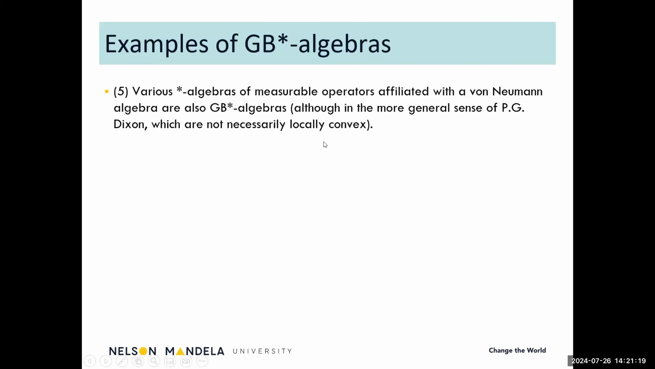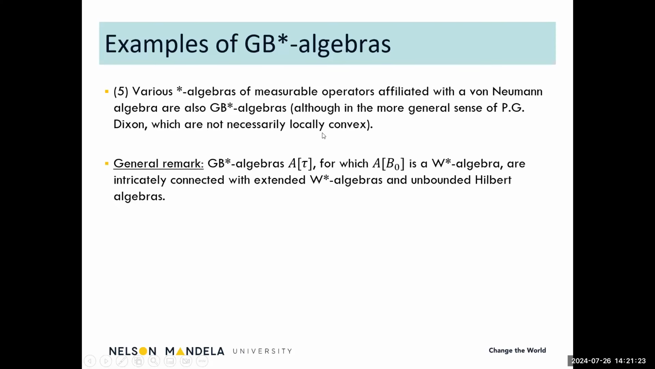And these are also algebras which are very often studied nowadays. And lastly, there are GB star algebras for which the underlying C star algebra is a W star algebra, or a von Neumann algebra concretely, that is. They are actually connected with extended W star algebras and also the unbounded Hilbert algebras. So they actually do occur in various guises out there. We might maybe just not recognize them as such.